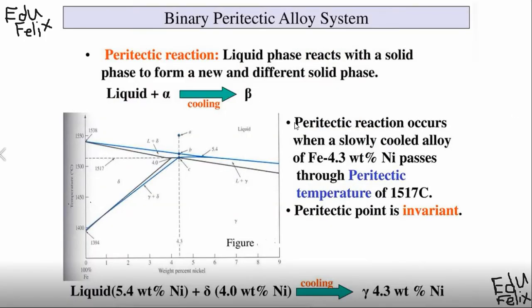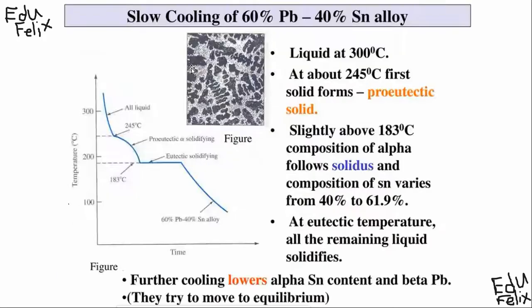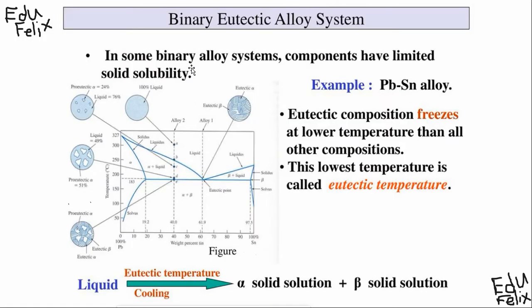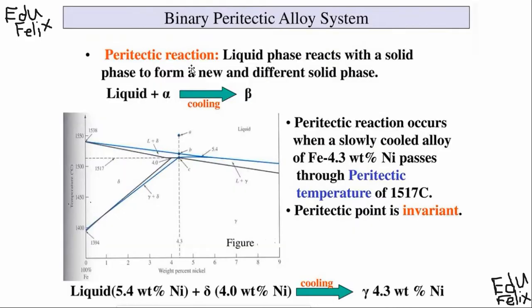Then the binary system we call peritectic. You have to memorize these terms: what is isomorphous, what is eutectic, and now what is peritectic. Seeing these kinds of phase diagrams, you have to identify whether the system is going to be peritectic, eutectic, isomorphous or otherwise. That is why these words are important.